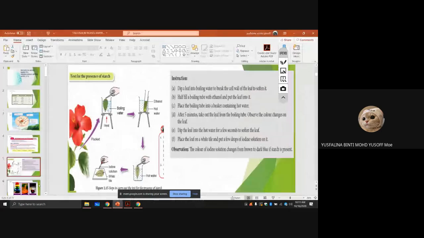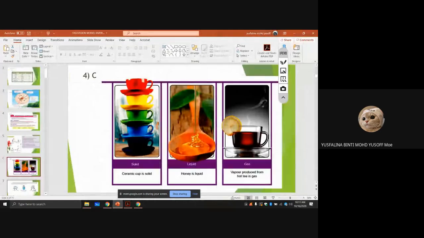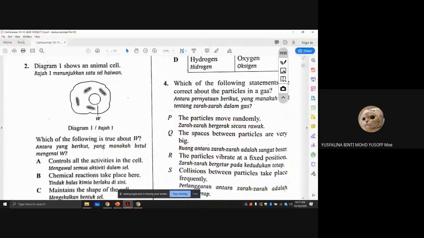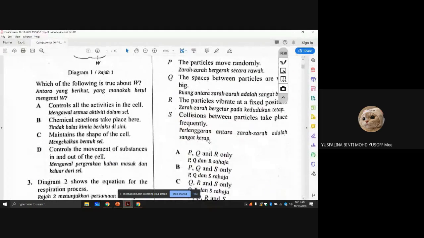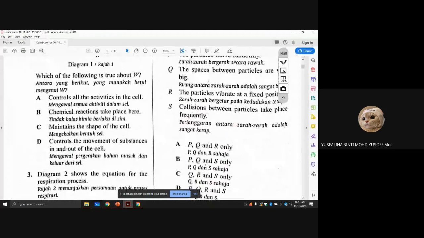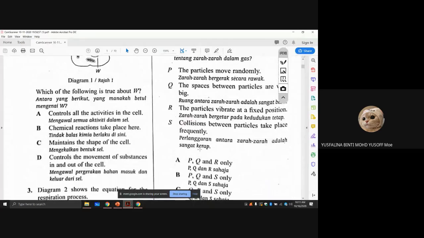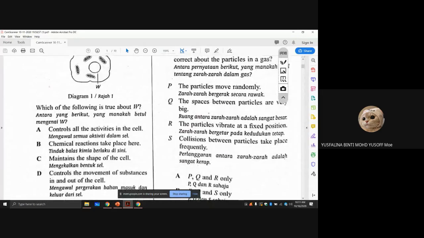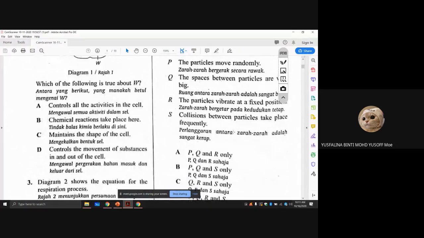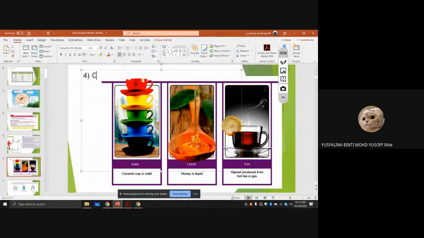Number 4, wait. This one the answer is wrong, it is supposed to be B, not C. Move randomly, because, let's see. So this one, number 4, the answer is B, P, Q, S. This one is wrong.